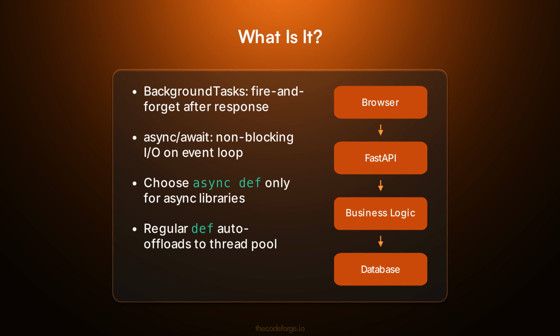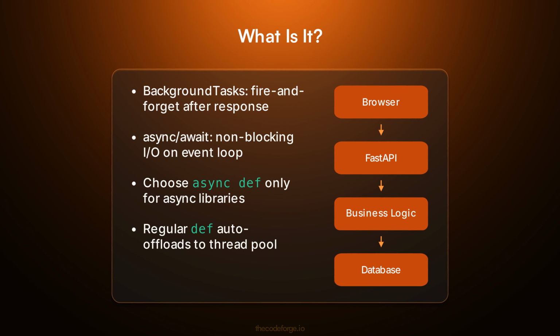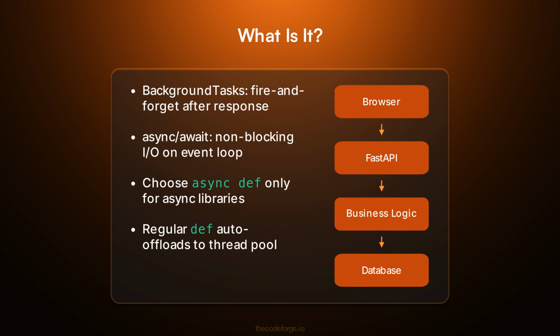FastAPI background tasks let you defer work like sending emails or writing logs until after your endpoint returns a response. The async await pattern handles concurrent I/O efficiently, but the key decision is whether to use async def or def. Get it right and your server scales, get it wrong and it stalls.